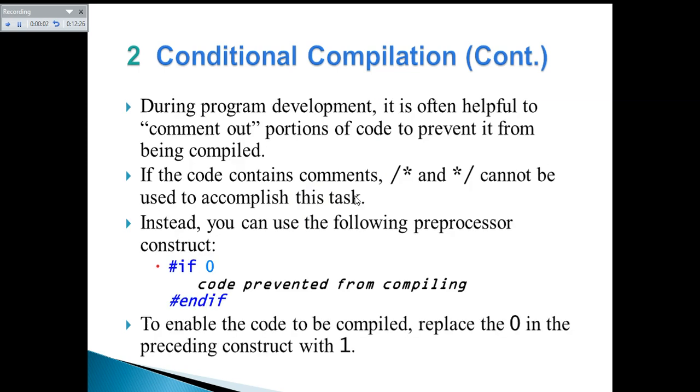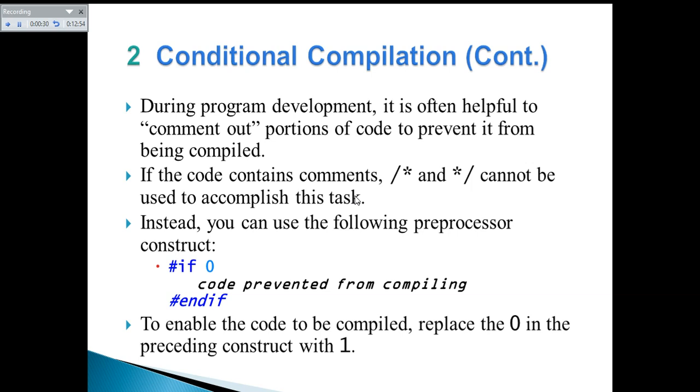During program development, it is often helpful to comment out portions of the code to prevent it from being compiled. If the code contains comments, /* and */ cannot be used to accomplish this task. Instead, you can use the following preprocessor construct so that you can prevent the code from compiling.